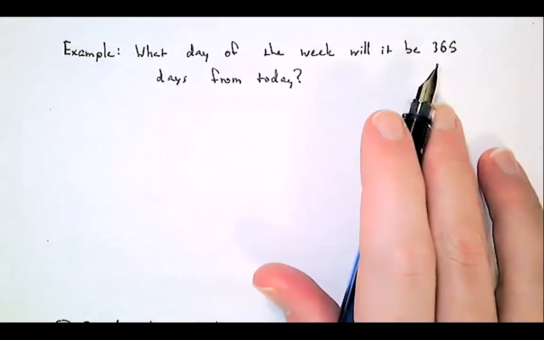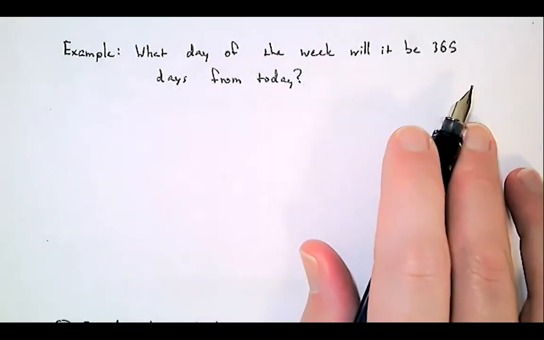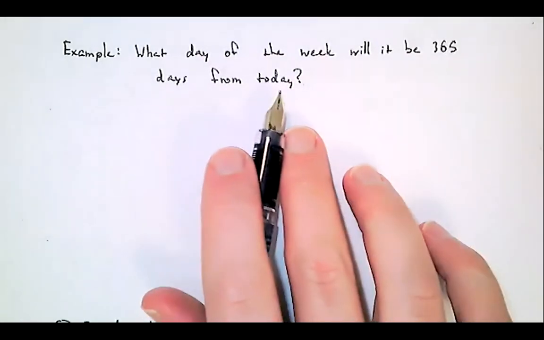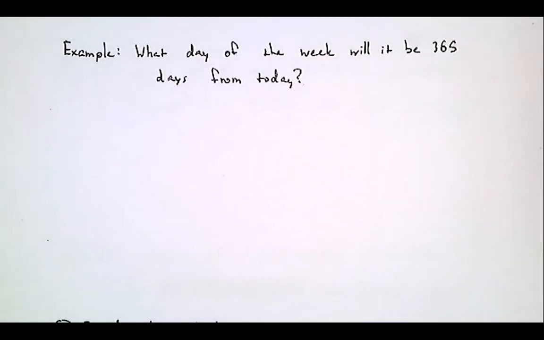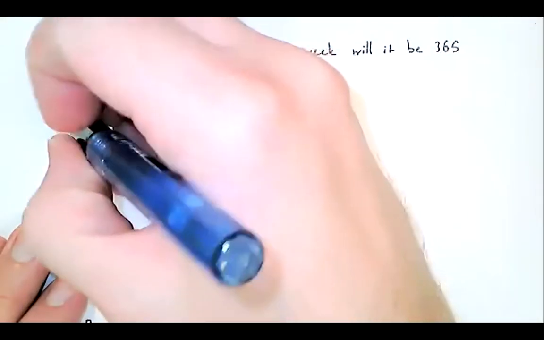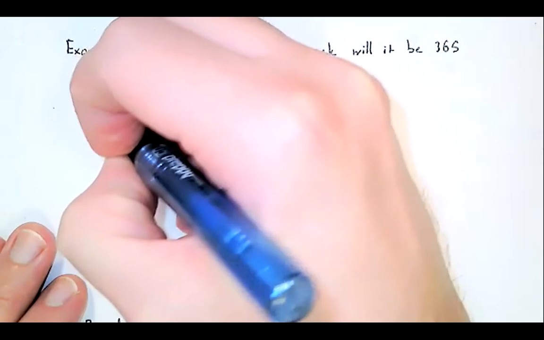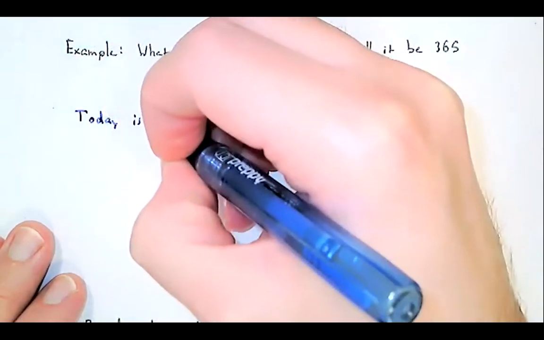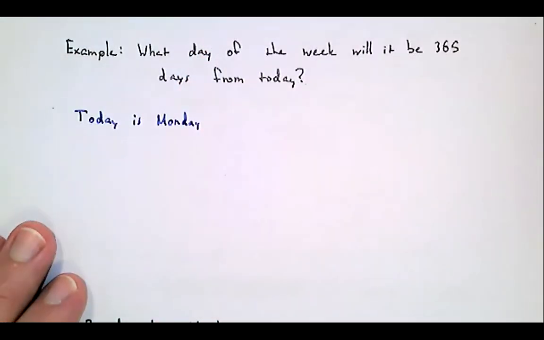So in 365 days, the day of the week will go forward by 1. So if today's a Monday, then in 365 days, it'll be a Tuesday. So let's see if we can work through why that's actually true. Let's just start at today and then count forward. Today is Monday. What day of the week will it be 7 days from now?